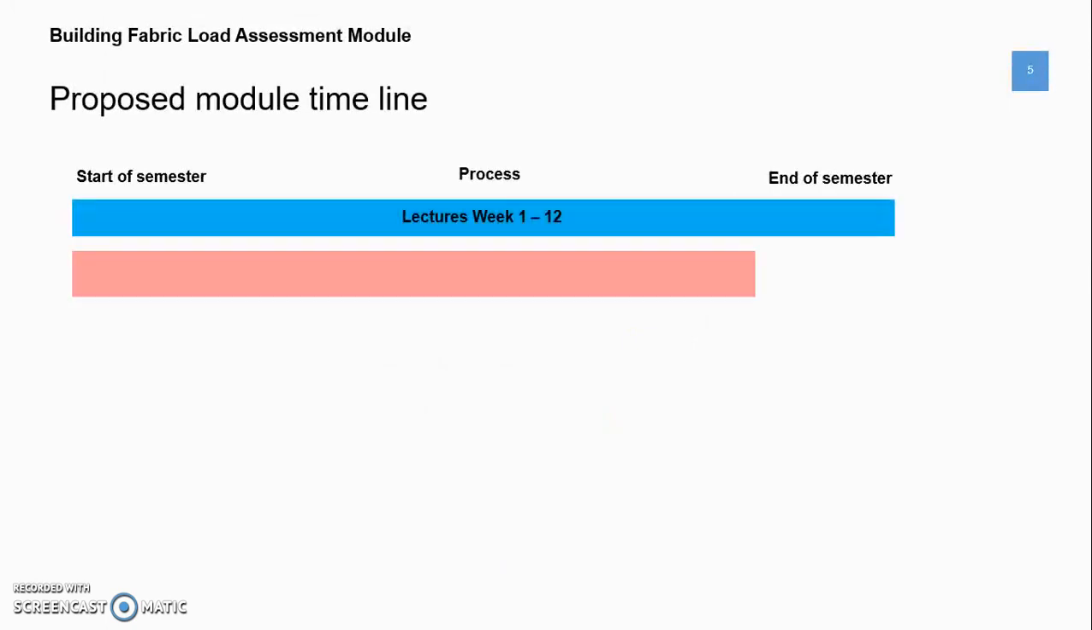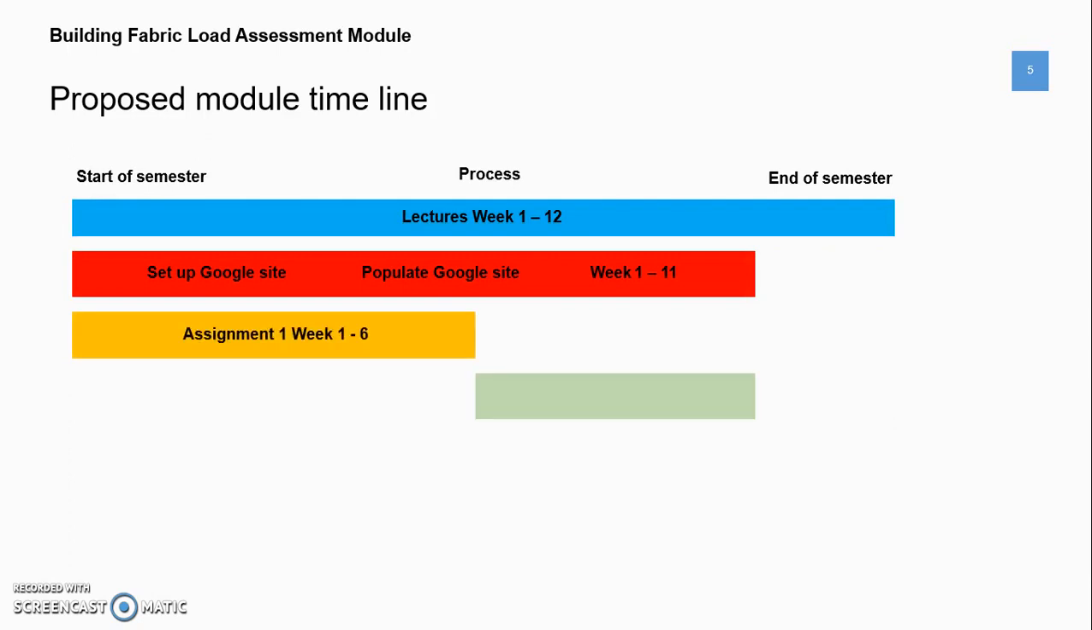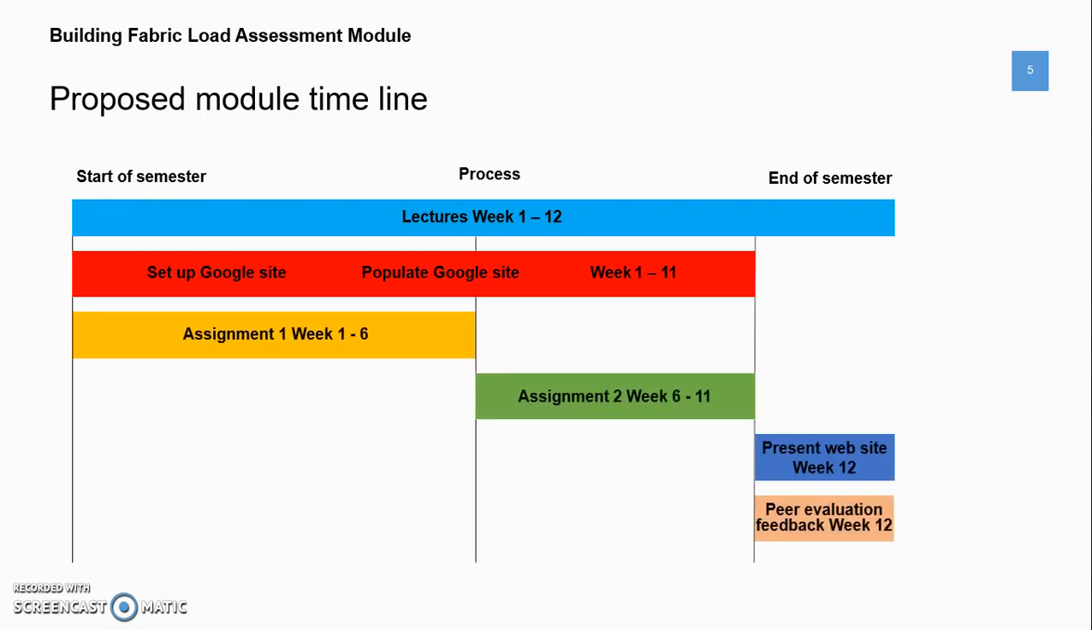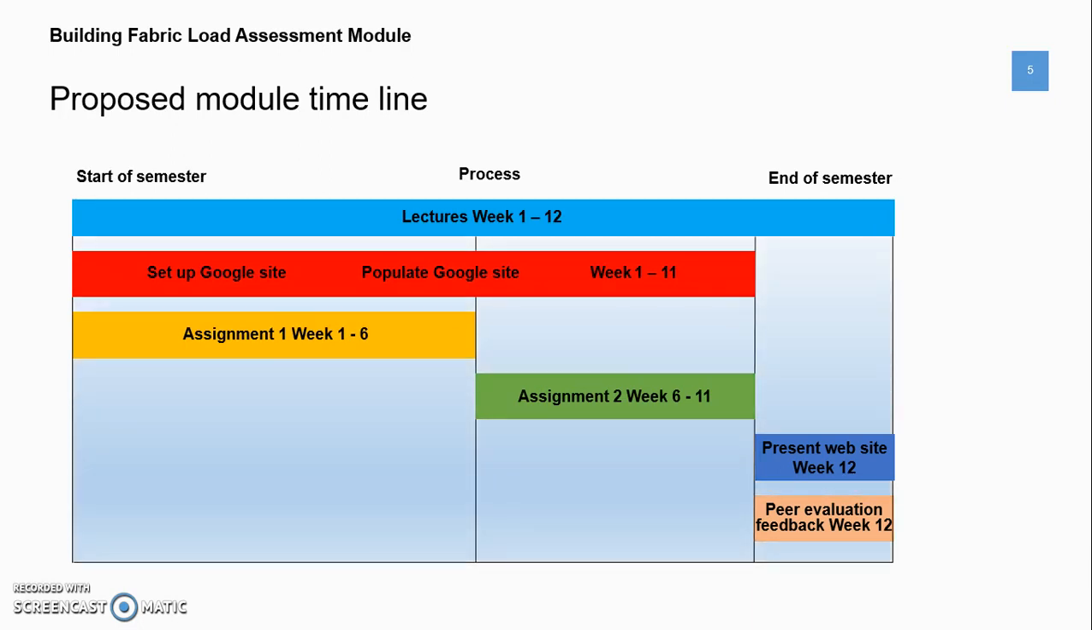When: the proposed module timeline. This slide indicates when the goals of integrating technology into the module are scheduled through the semester. The diversity of assessments is scheduled from week 1 through to week 12, with the sequence of assessments for the module having a structure and flow.